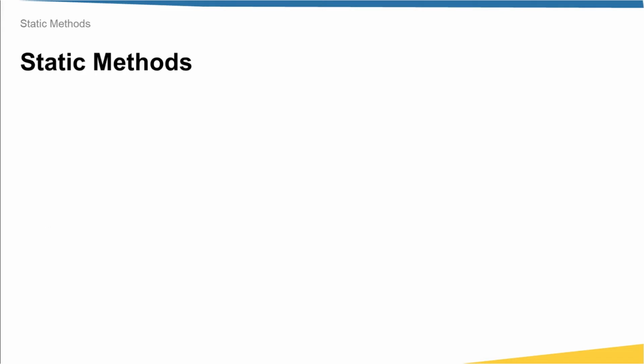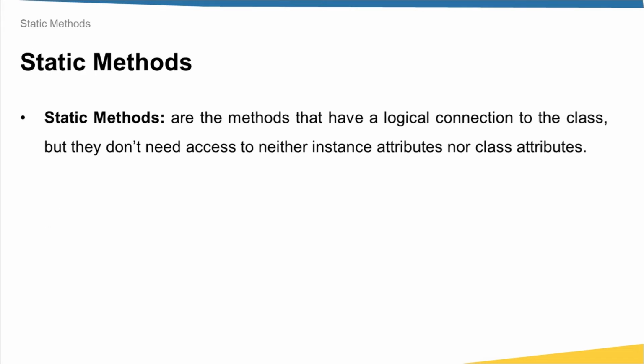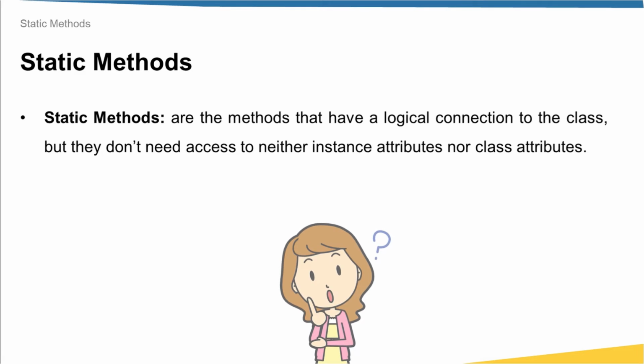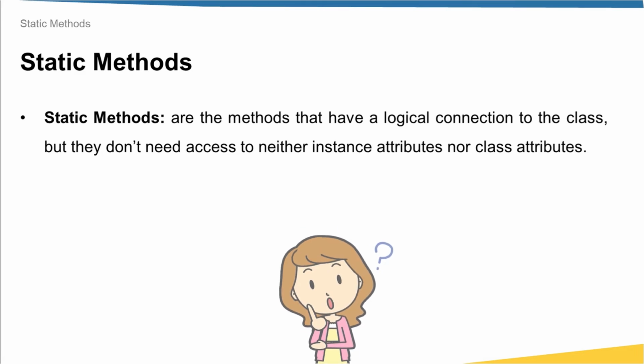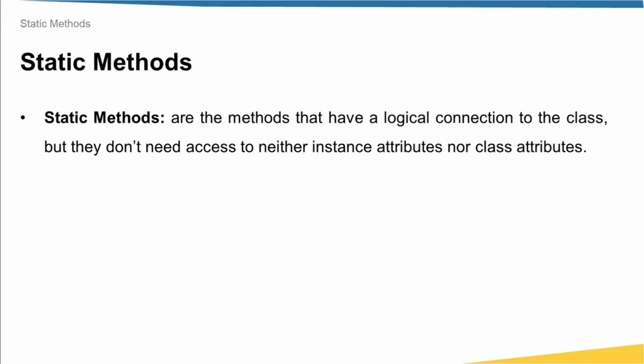So, what's a static method? Simply, static methods are the methods that have a logical connection to the class, but they don't need access to either instance attributes or class attributes. So you could ask yourself, why do I have to define a method that doesn't have any access to class attributes or instance attributes? Simply, the answer is that sometimes you have methods that are just logically connected to this class, even if they don't need access to the attributes.